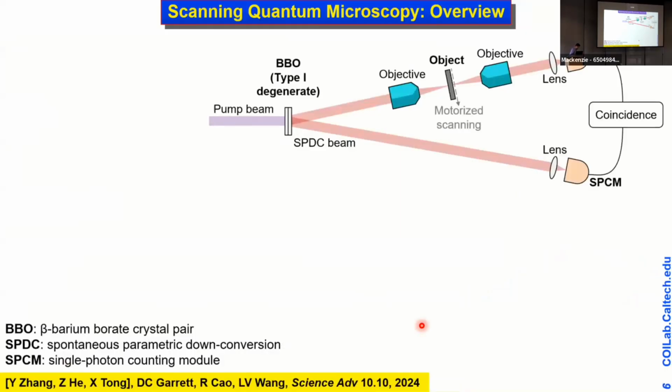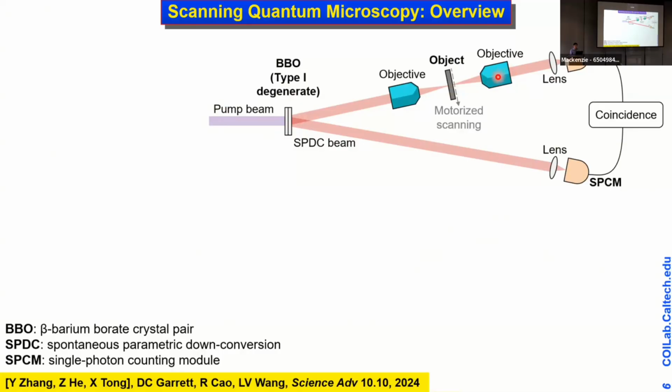Let's talk about the scanning version of imaging. We start with the pump beam going through the BBO to generate the entangled photon pairs. Let's look at a signal arm only. If you look at the signal arm alone, this is almost like a diffuse light illumination. We illuminate this object. It's like a wide field type illumination.